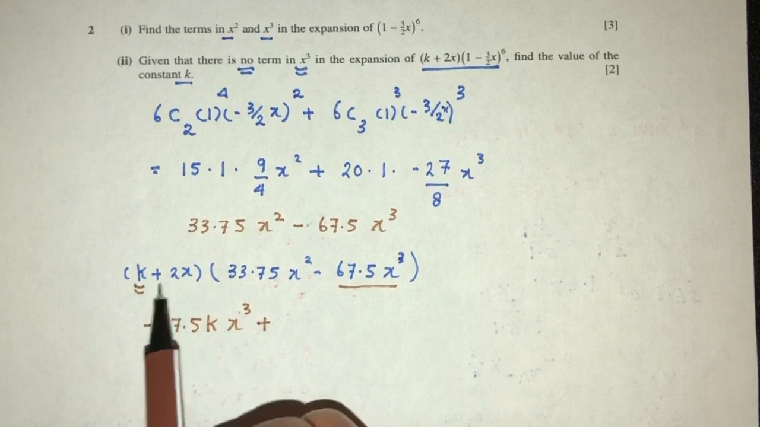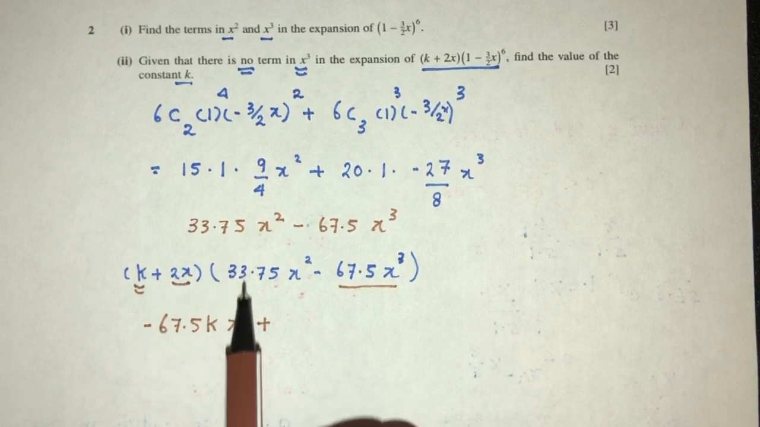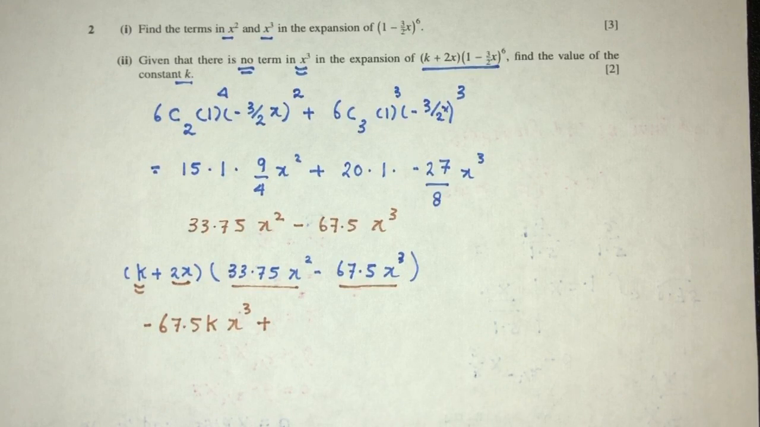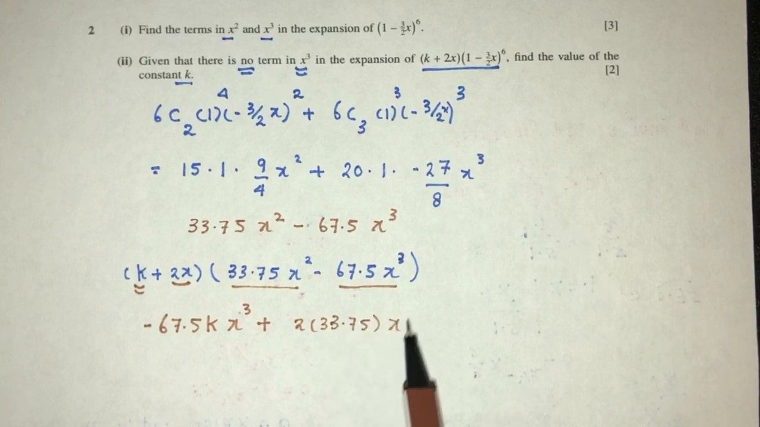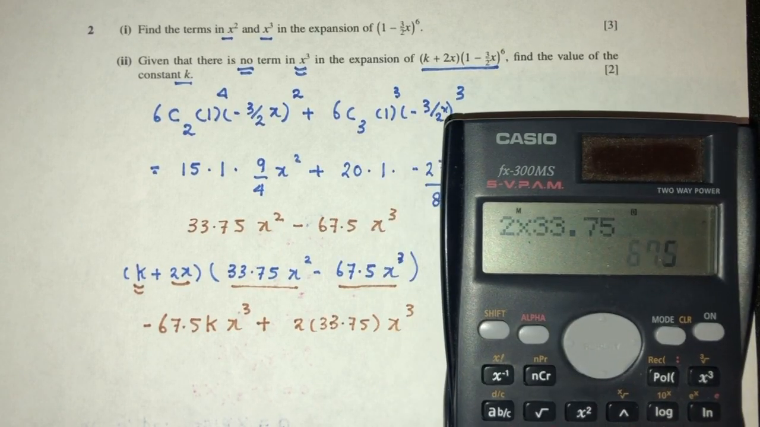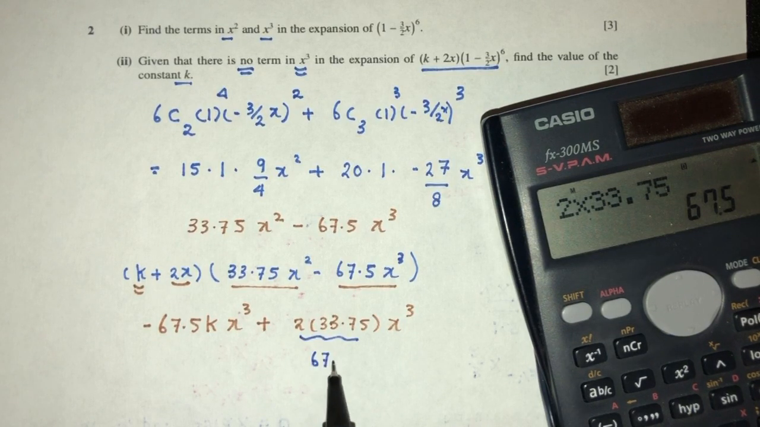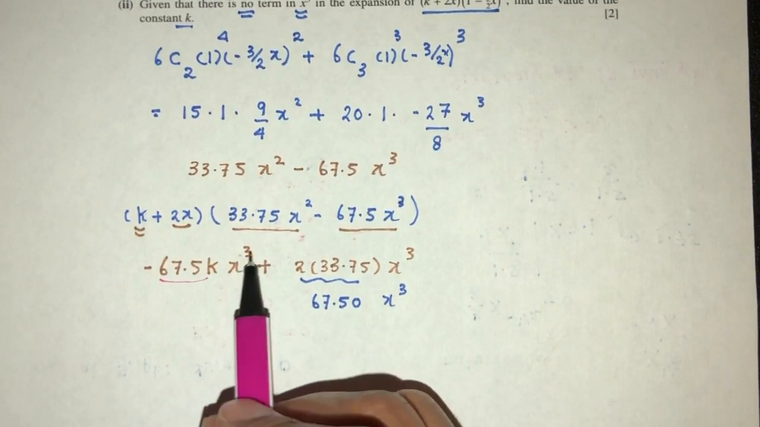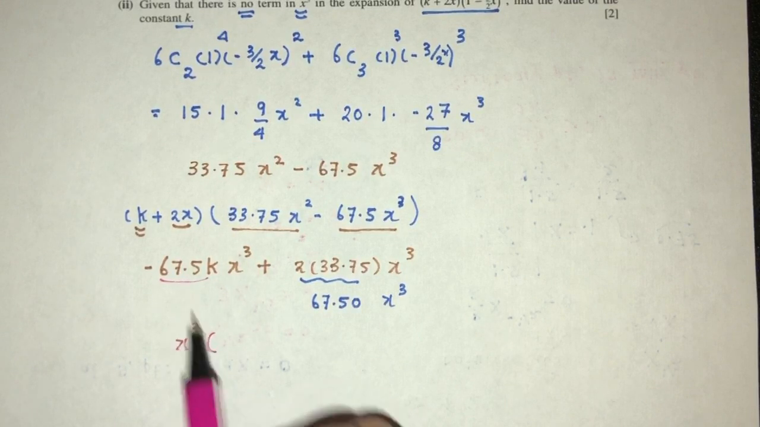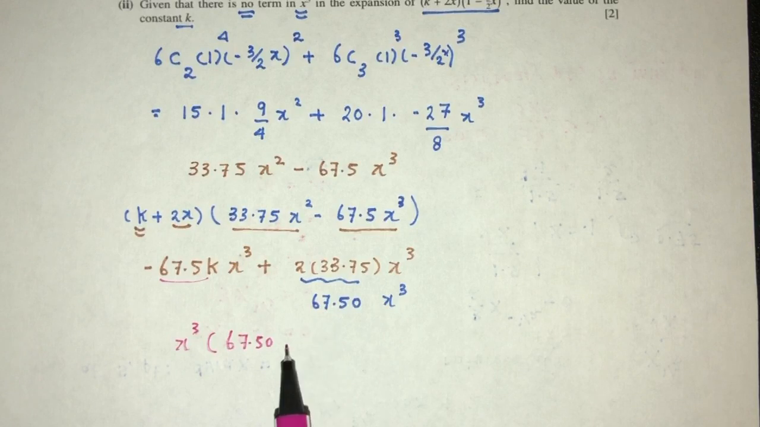Now here we have plus 2x. So 2x will have to multiply by this one obviously, because we need something in x cubed. That will be 2 times 33.75. That will be x cubed. Simplify. This will do what? 2 times 33.75 should be 67.50 x cubed. And this one, we can just combine them together or simplify. For example, we factorize this outside, so x cubed will be outside. I will have 67.5 for this one and minus 67.5 k.